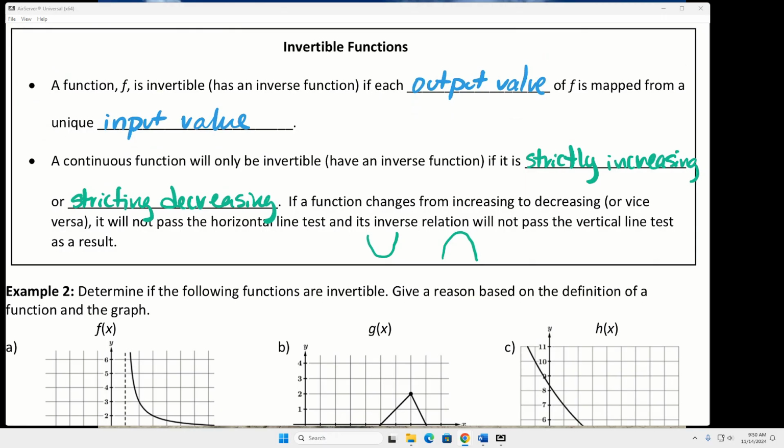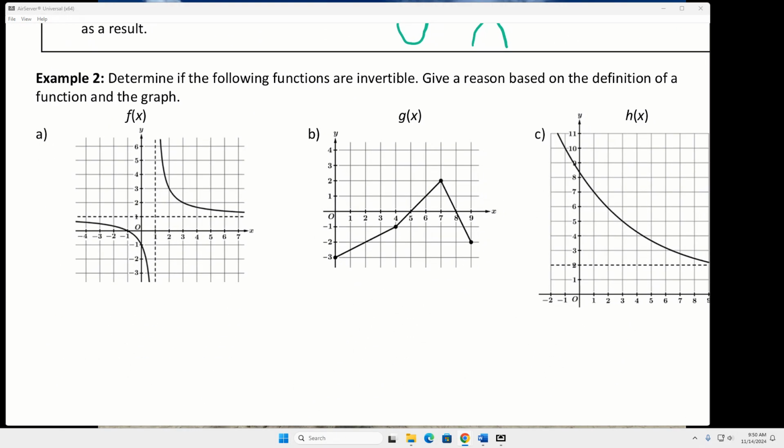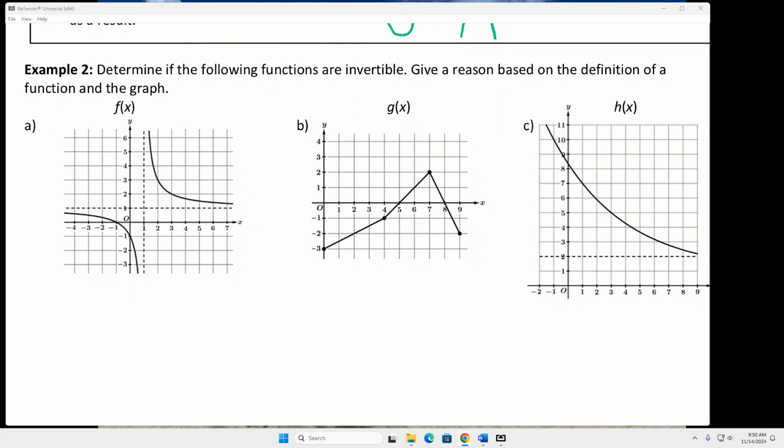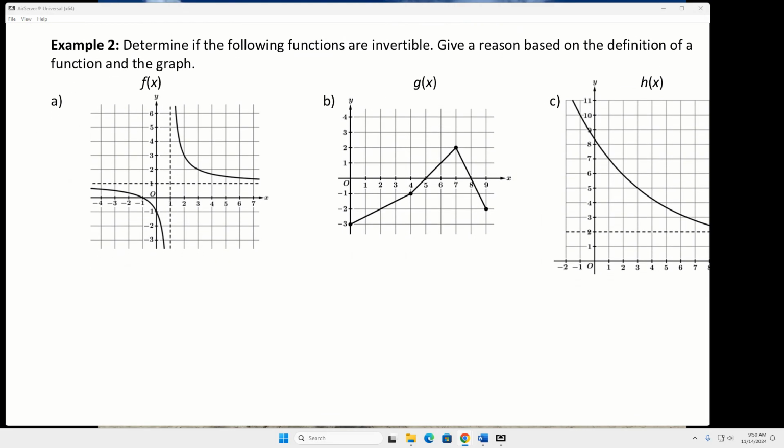All right, here we go. We're going to look at these graphs, and we're going to determine if the functions are invertible, and then we're going to give a reason based on the definition of a function and the graph. All right, what do you guys think about A? Is A invertible? Yeah. Every single output comes from a unique input. Your output is never repeated.